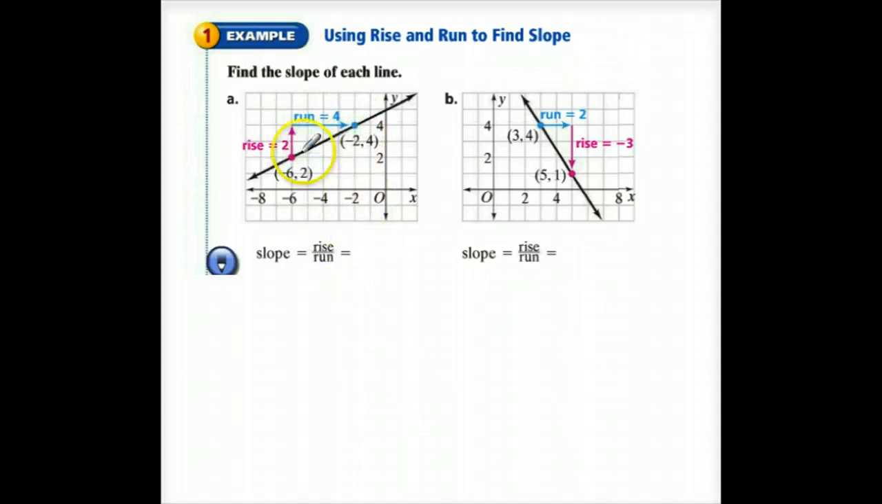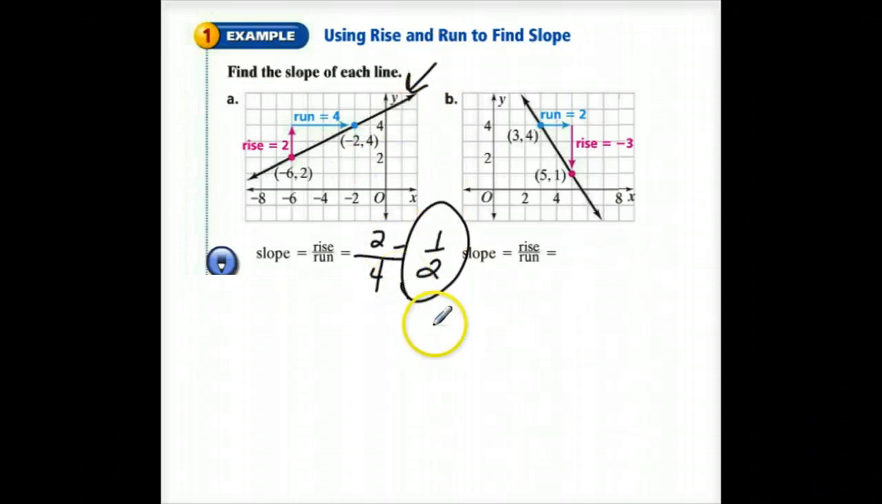So in this case, starting here, I have to go up 2, so my rise is 2, and then I have to go over 1, 2, 3, 4, my run is 4. I can simplify this fraction to 1/2. The slope of this line is 1/2.